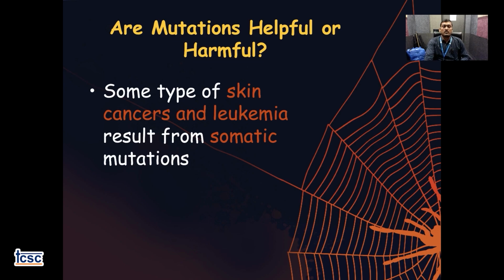Some types of skin cancer and leukemia result from somatic mutations. As I told you earlier, if a mutation occurs in a somatic cell, then that specific individual will suffer from that kind of effect, right? For example, skin cancer, for example, leukemia. Leukemia is basically related to the WBC, white blood cells. So if we are suffering from a somatic cell mutation, there is a chance that the particular individual will suffer from skin cancer and leukemia.